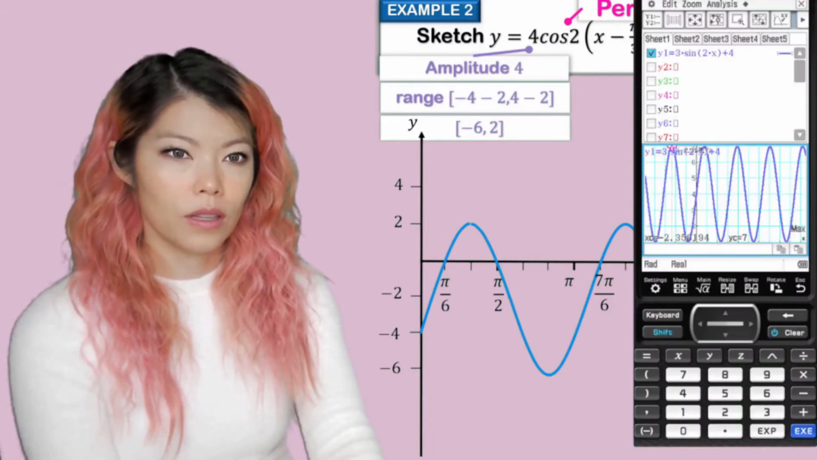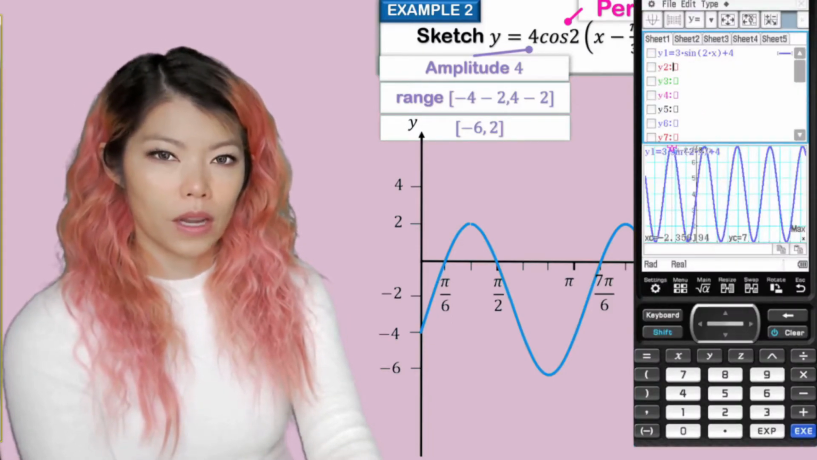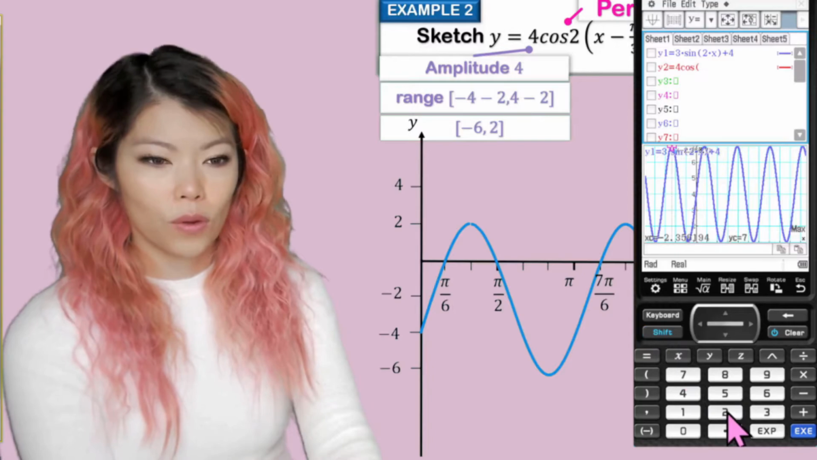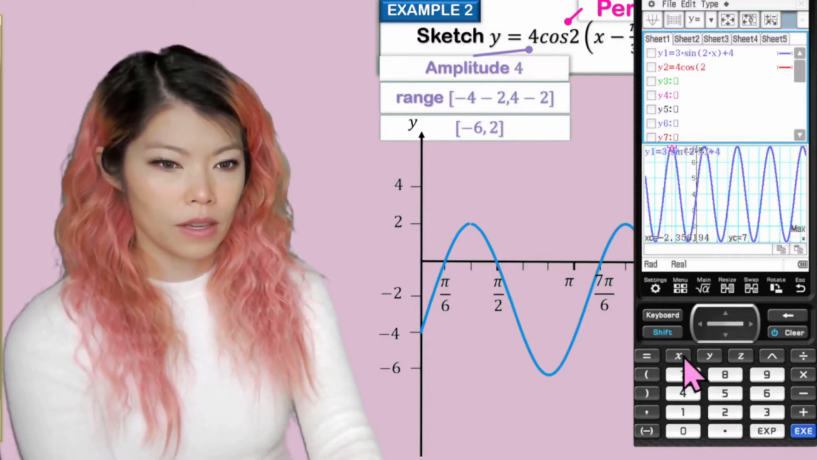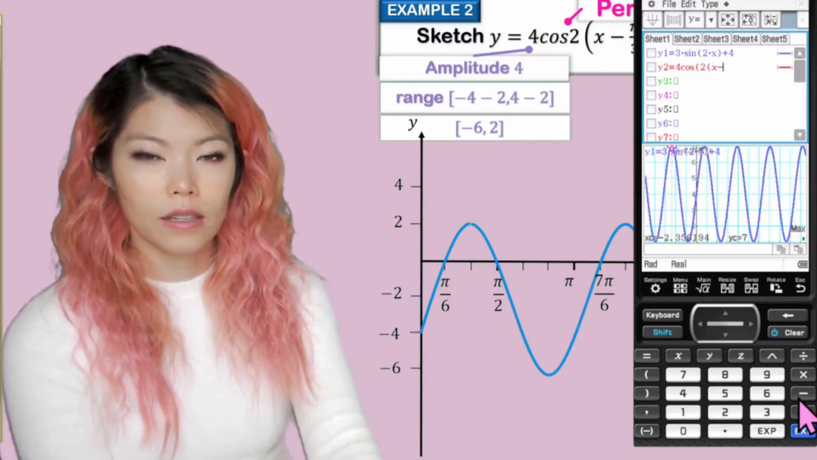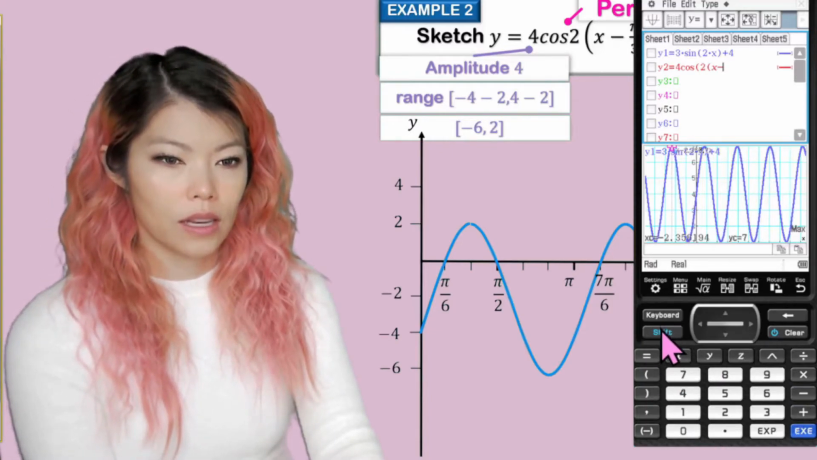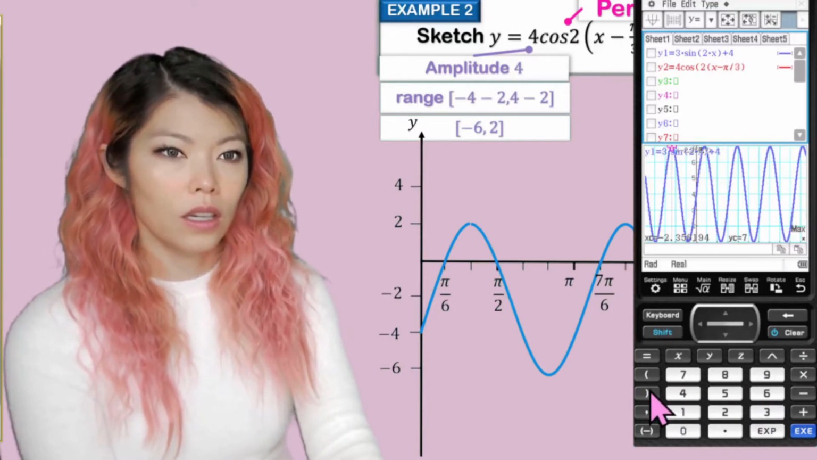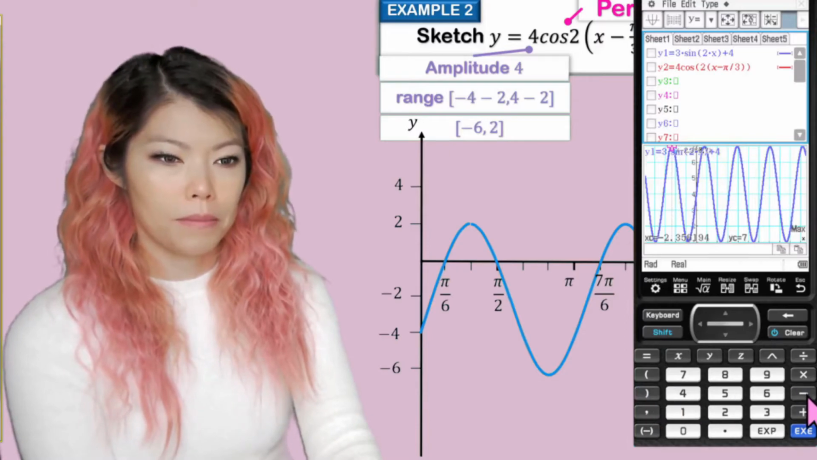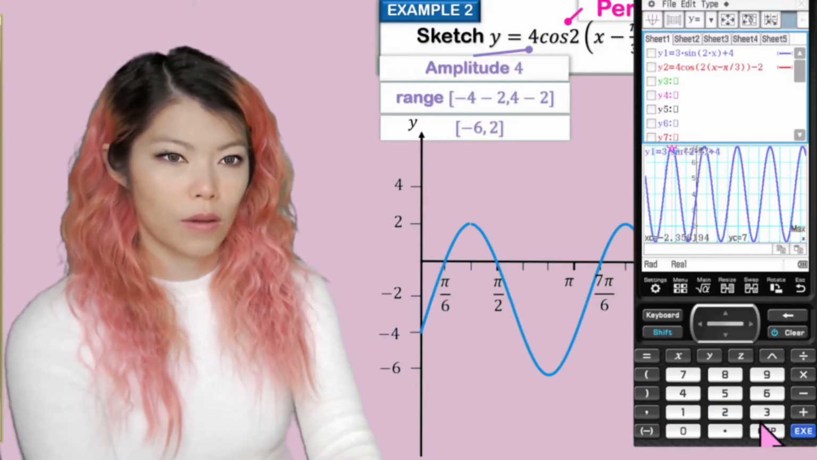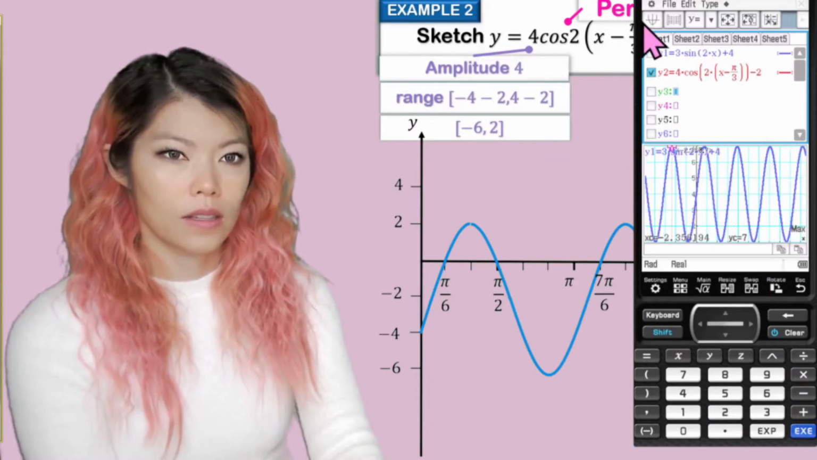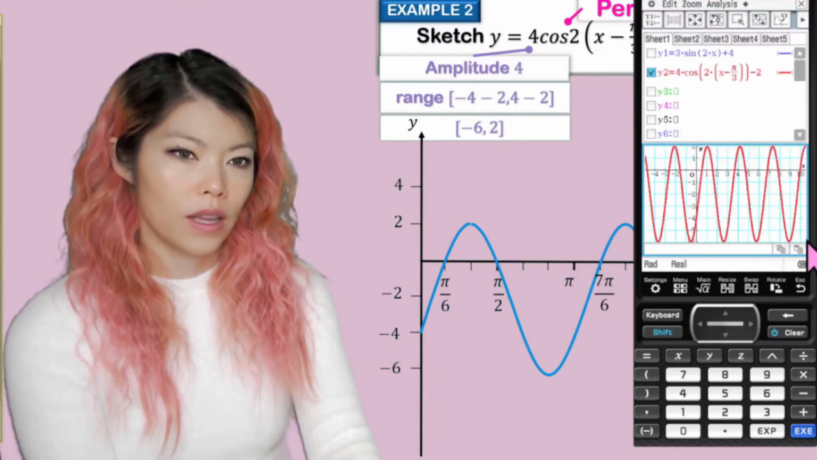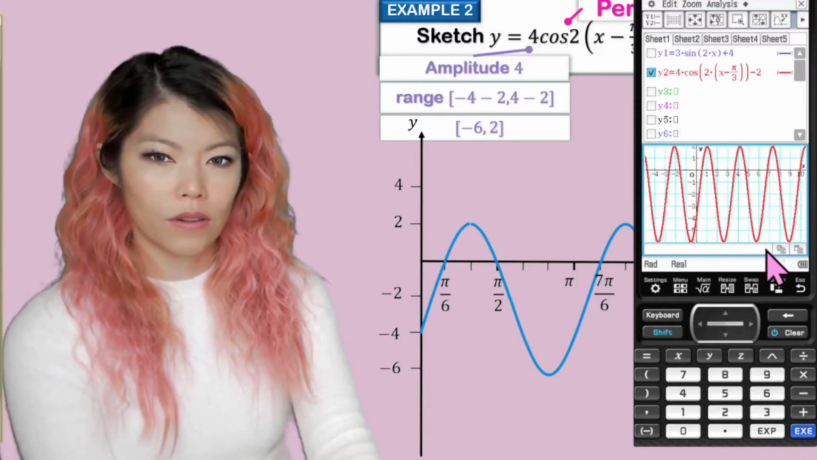So again, let me untick this. Let's type in that question. So 4, the shortcut for cos is shift 2, and then we have 2 times x minus pi on 3. So again, the shortcut for pi is shift 0, pi on 3, close bracket, and then minus 2. That was our equation. Enter, and let's sketch that. And click on zoom, auto, and it gives us roughly what the graph should look like.